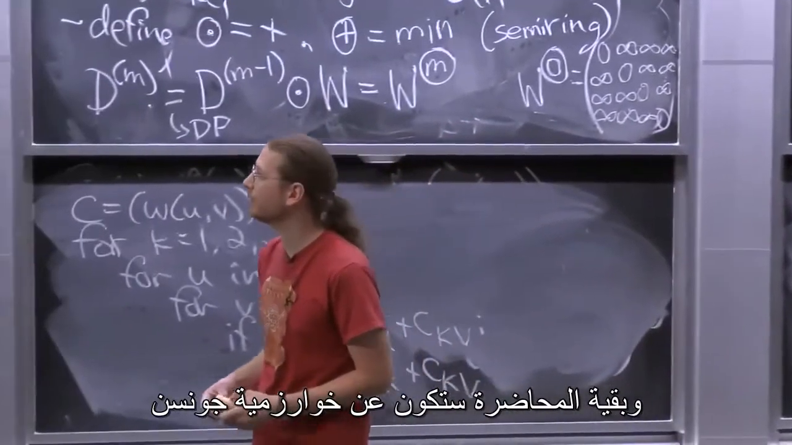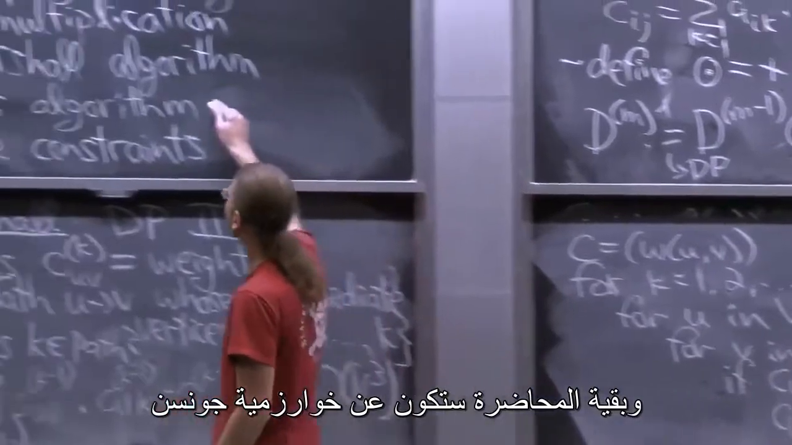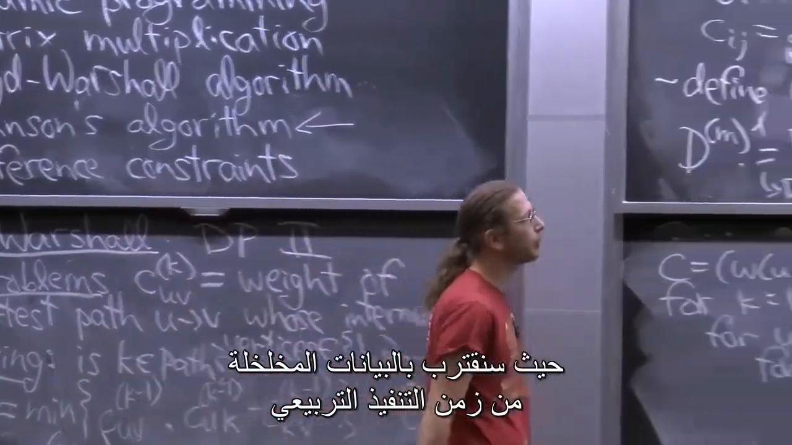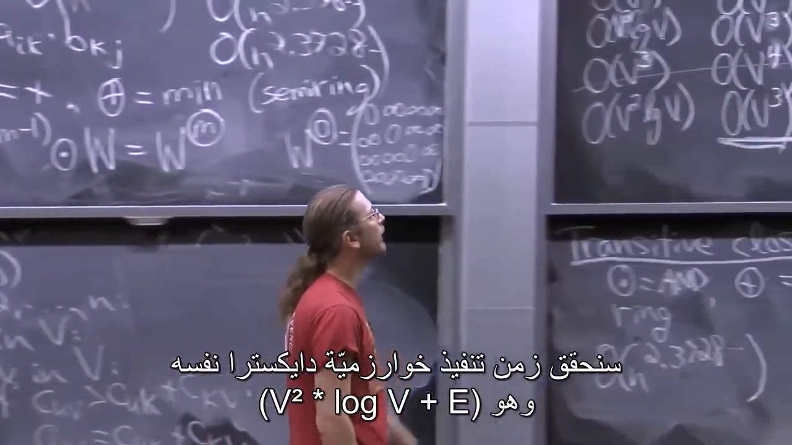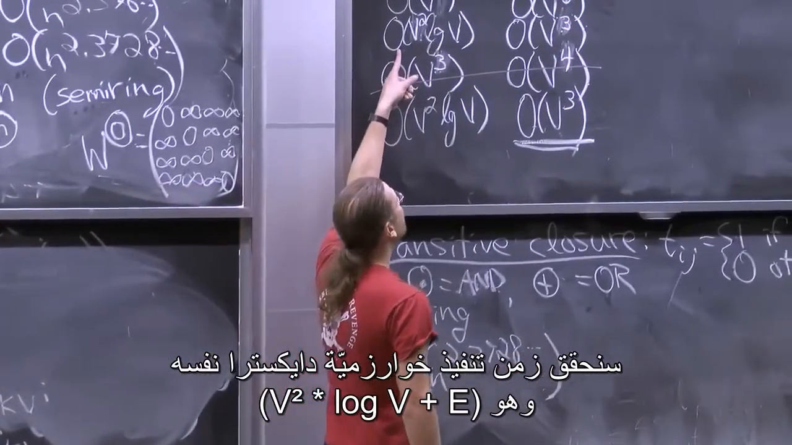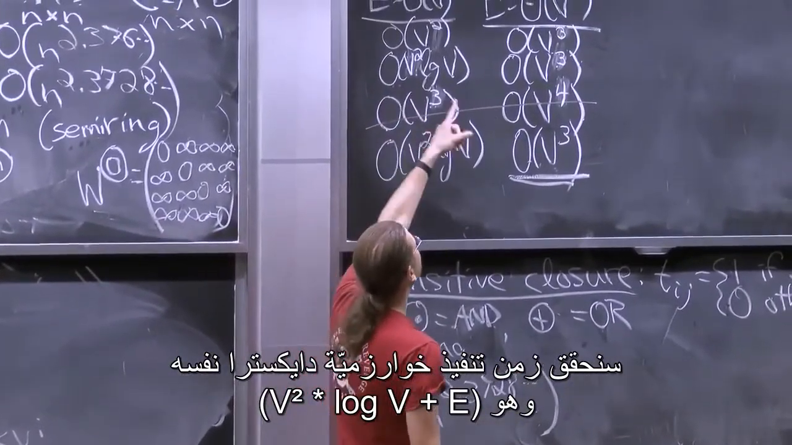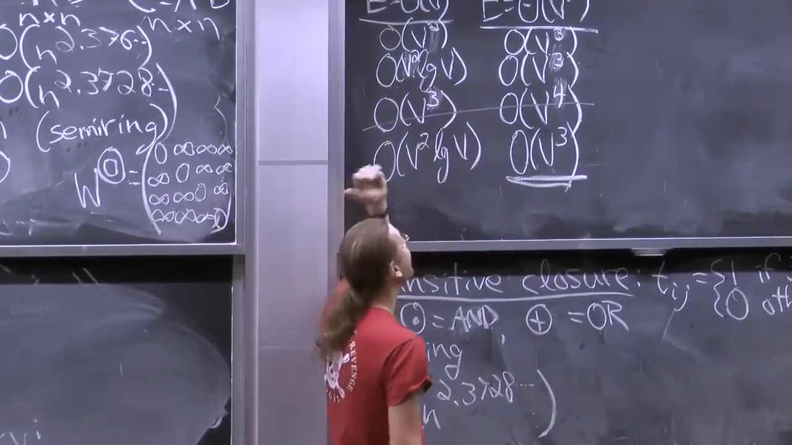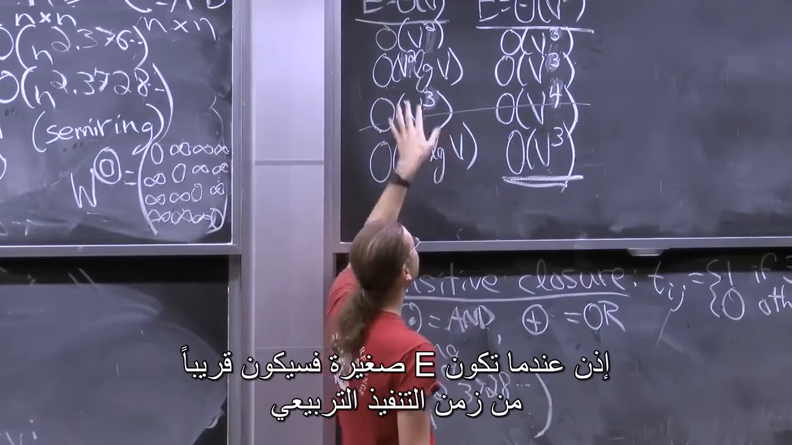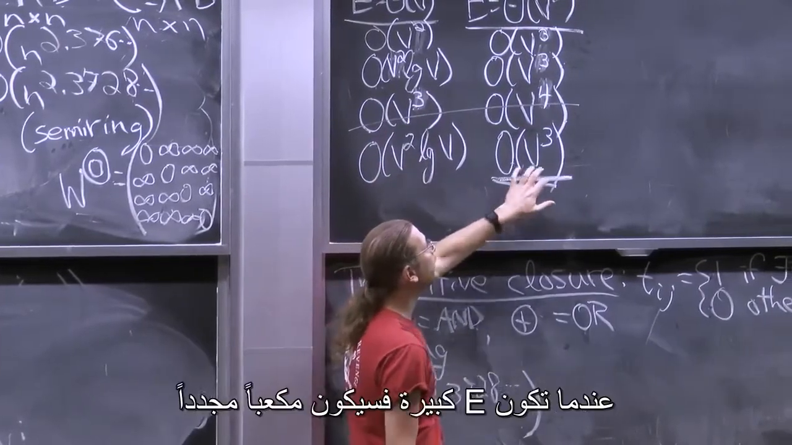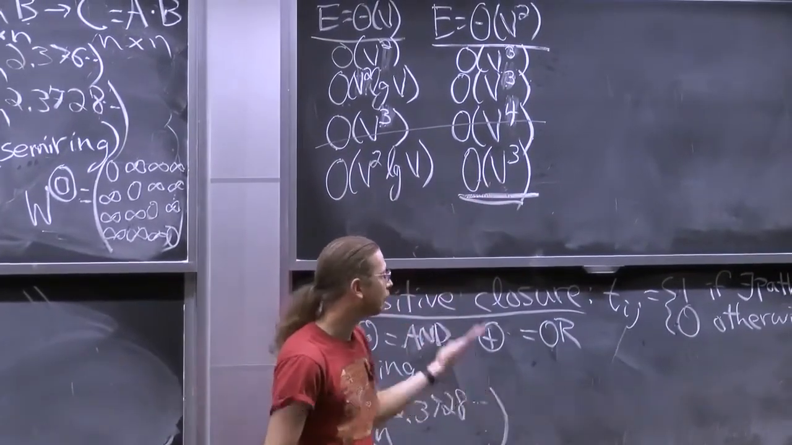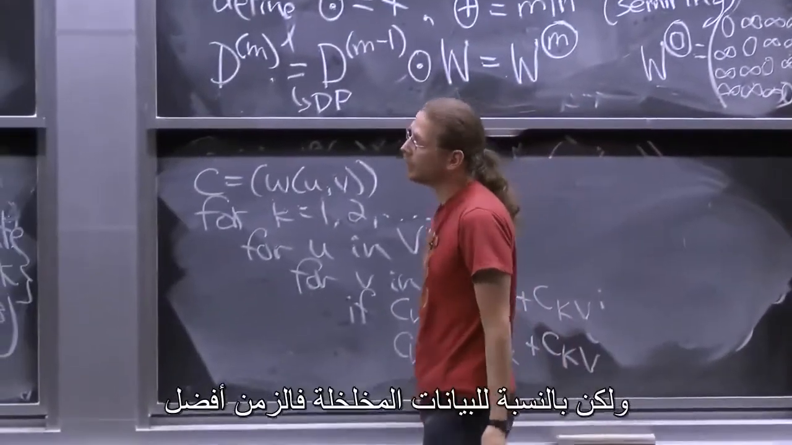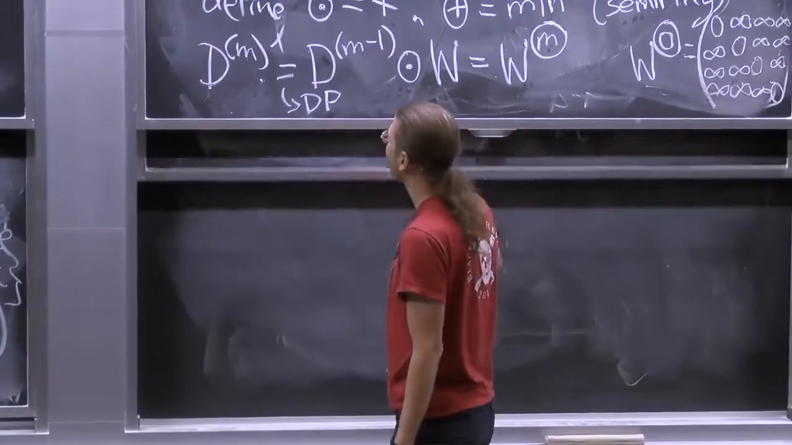And the rest of the lecture is going to be about Johnson's algorithm, where for sparse graphs, we're going to get closer to quadratic time. We're going to match running Dijkstra. And it's V squared log V plus E times V. Sorry. So when E is small, that's going to be close to quadratic. When E is big, that's going to be cubic again. So we'll never be worse than this Floyd-Warshall algorithm. But for sparse graphs, it's better.